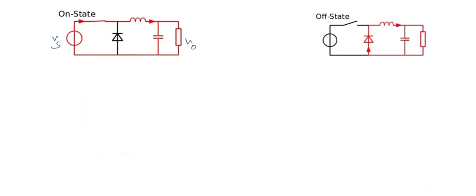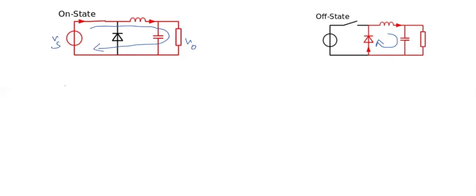During the S1 off condition, when the switch is off, the energy stored in the inductor during the first half cycle is getting released. This is a forward bias condition for the diode. The diode will be forward biased, and the voltage and current will be circulating like this. So this is the on state and this is the off state.